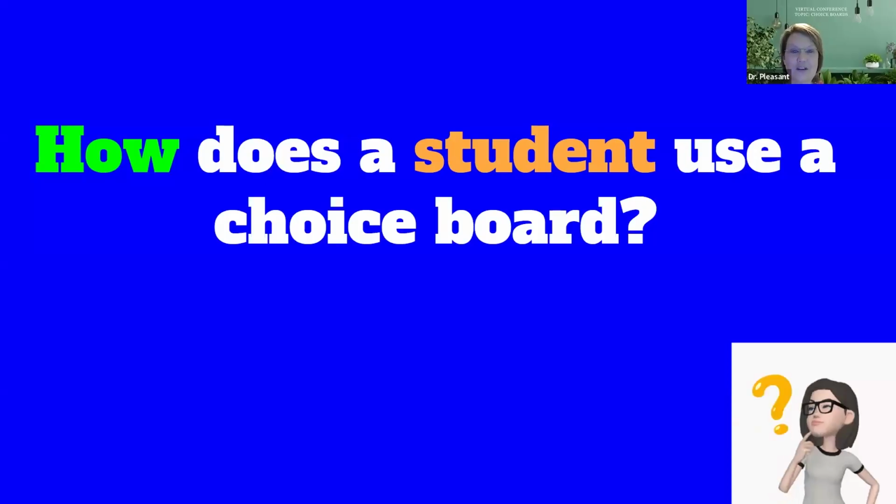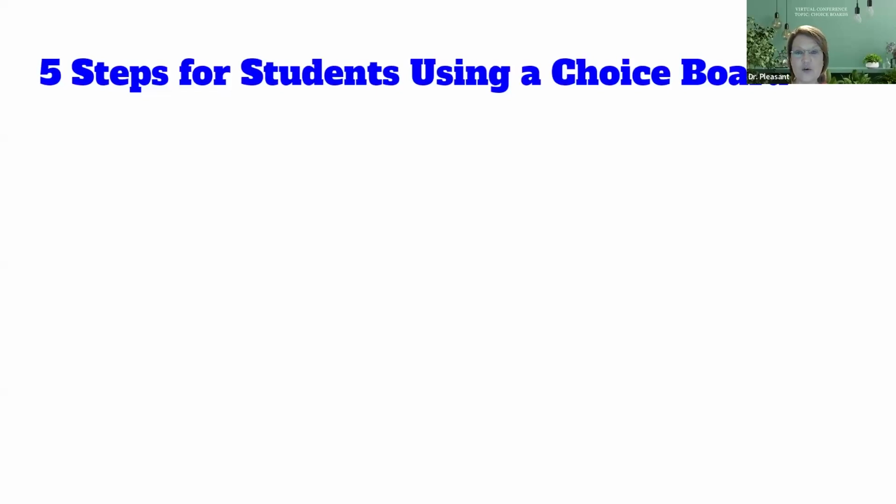So how does the student use a board? Now, the instructor has 6 steps. The student has 5, but they are so important. The 5 steps for students using a choice board include review. They're going to look at the board and they're going to review what task they want to complete. Then they're going to select. They will select a task based upon their interests and their ability to communicate their knowledge.